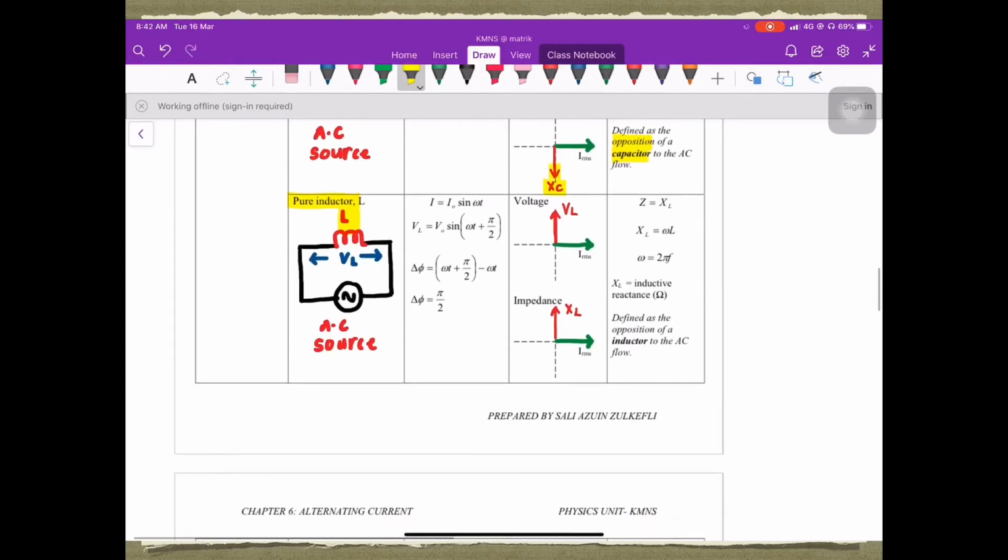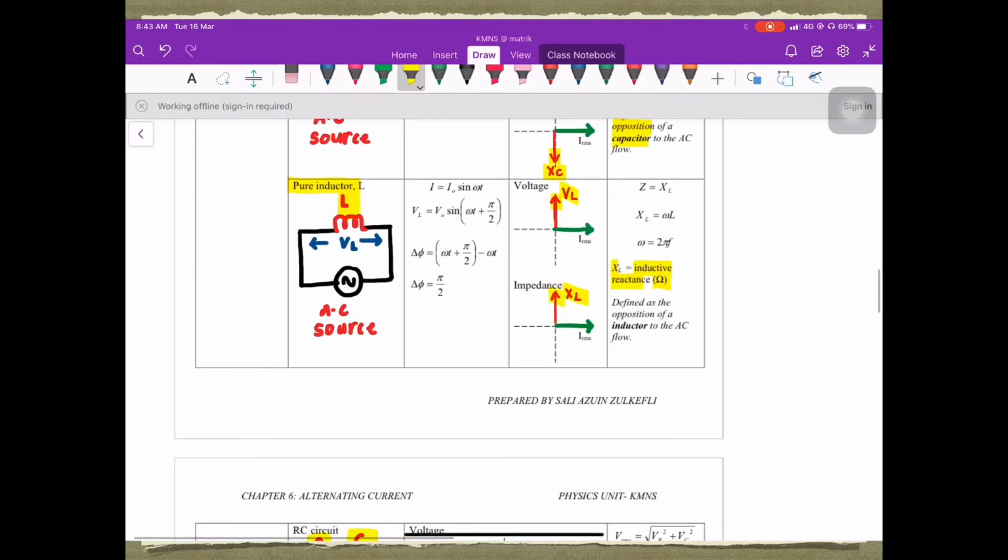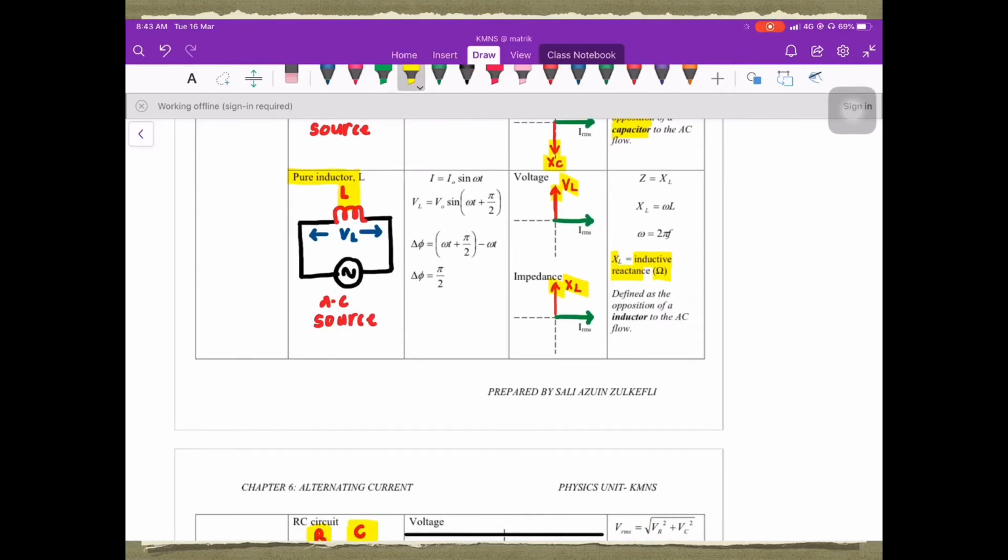Next, for the pure inductor, L, this is the voltage across the inductor with arrow. And then for the impedance, XL with arrow. What is XL? XL is inductive reactance in unit ohm, defined as the opposition of an inductor to the AC flow.